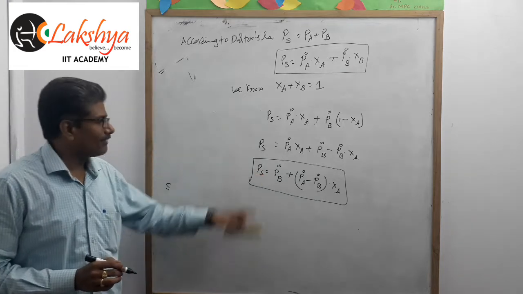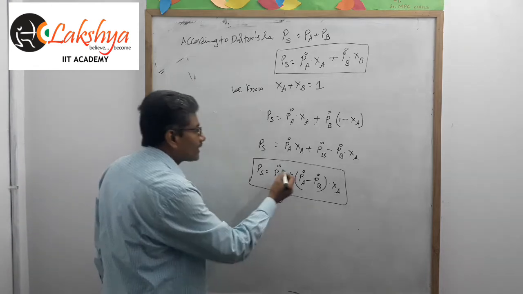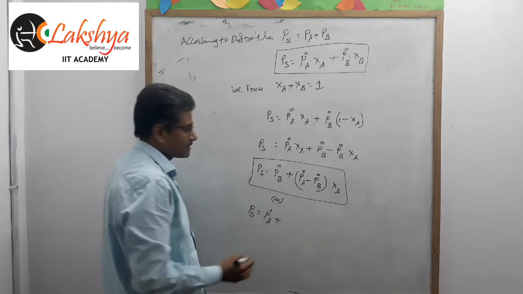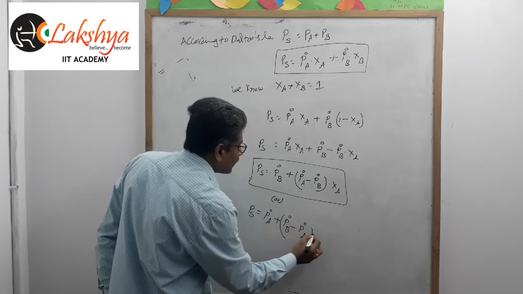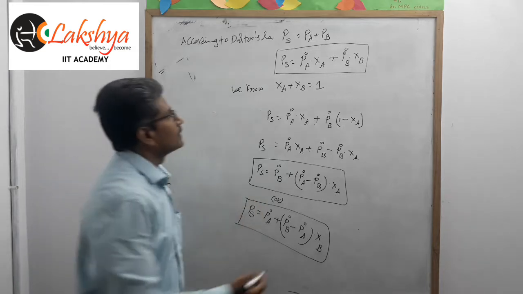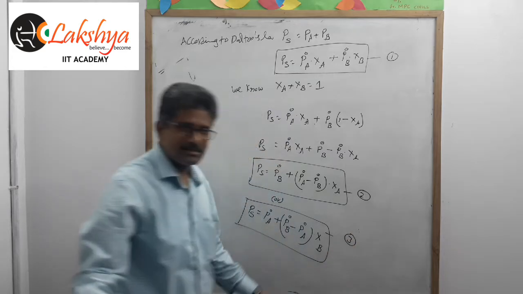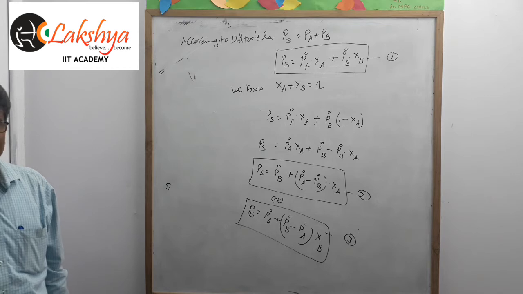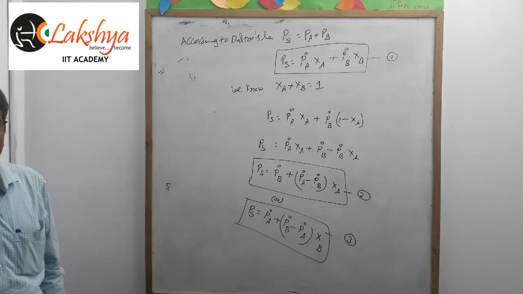This is one more formula for the total vapor pressure of a liquid solution. Or we can solve this as PS is equal to P naught A plus P naught B minus P naught A, into XB. This is formula 1, formula 2, formula 3. These are all formulas for the calculation of the vapor pressure of liquid solutions.